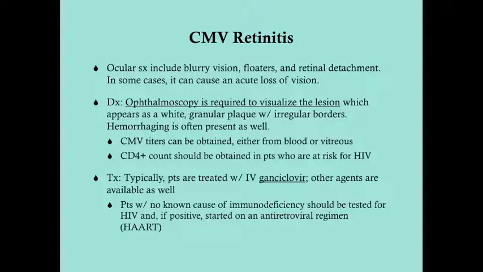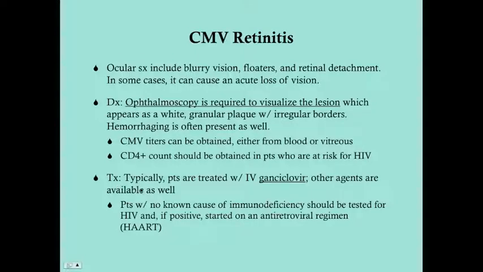Other things you can do to really pin down CMV retinitis, if you want to help out the ophthalmologist, is to get CMV titers, either from the blood, or the ophthalmologist would do vitreous samples. And you should know that any patient with HIV/AIDS, if they come in with acute symptoms, you should always get the CD4 count. And this should also be done in patients who are at risk for HIV as well.